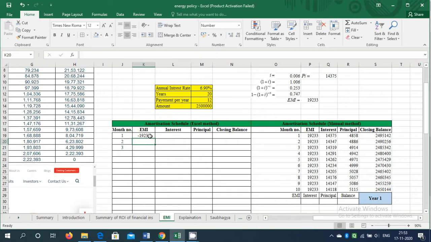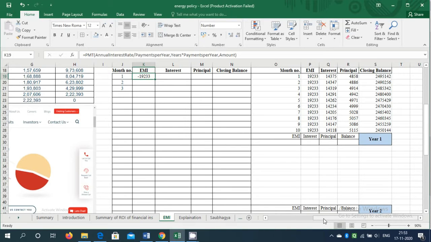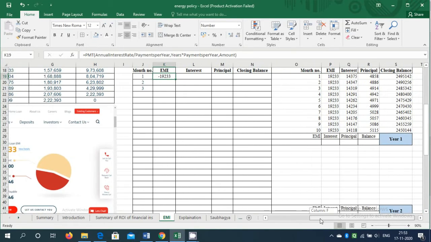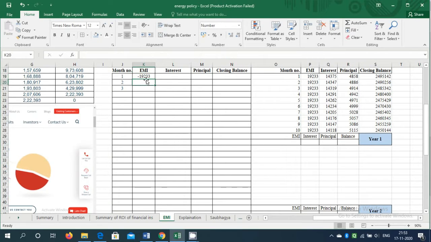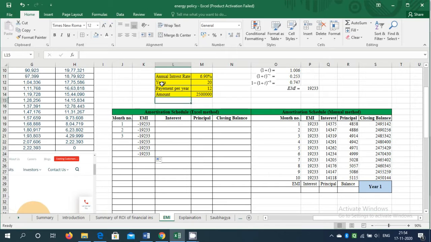I have calculated the EMI is 19,233. Manually also it has come 19,233. Here also it has come 19,233, and from our website source, there also it is 19,233. So once I got this, you can see there is no change happening over there. I do not have to make it fixed. Once this has been done, then I have to put the formula for the interest calculation.